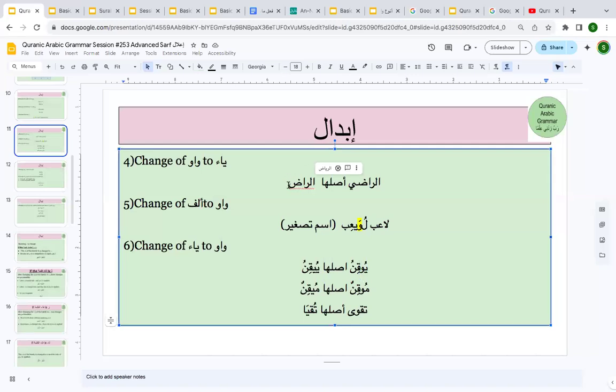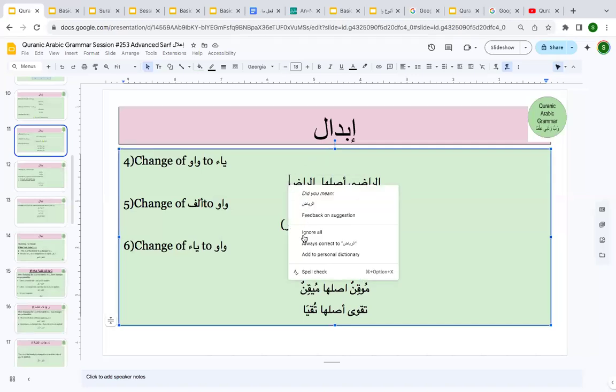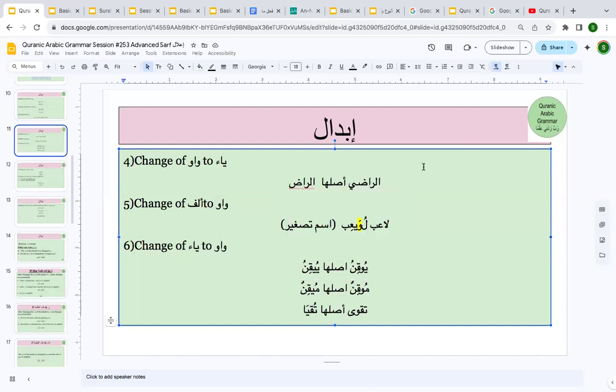But if I change, one second, let me just spell it right. It is supposed to be wow here, because the wow is with the root letters, but you're noticing here the wow got changed into ya, and this is also under the umbrella of your Ibdal. Okay, so just real quick, I will tell you.